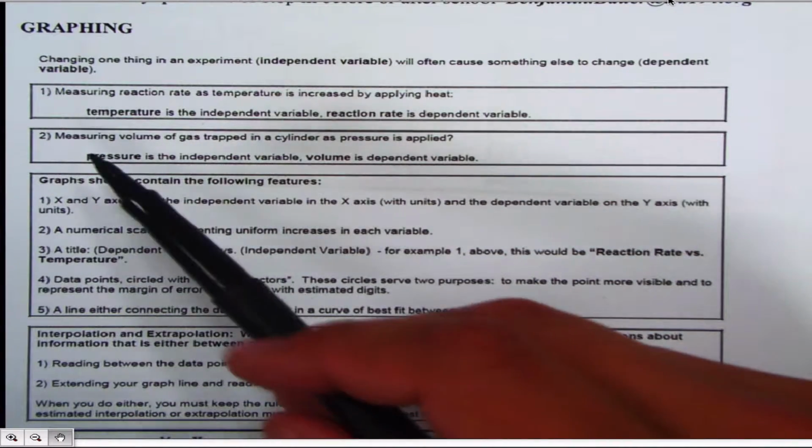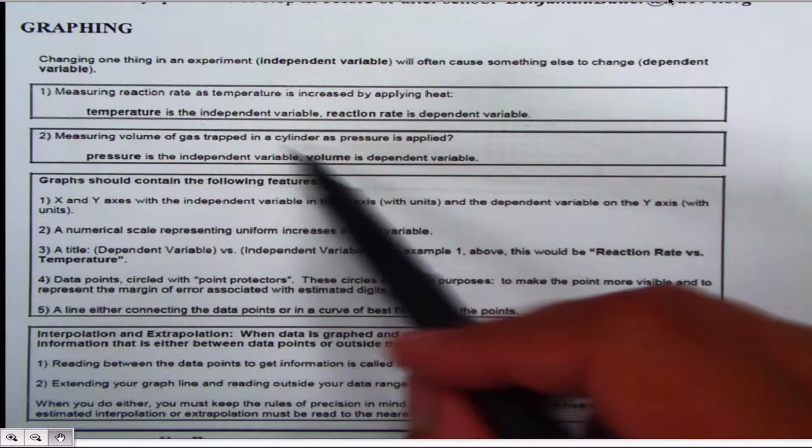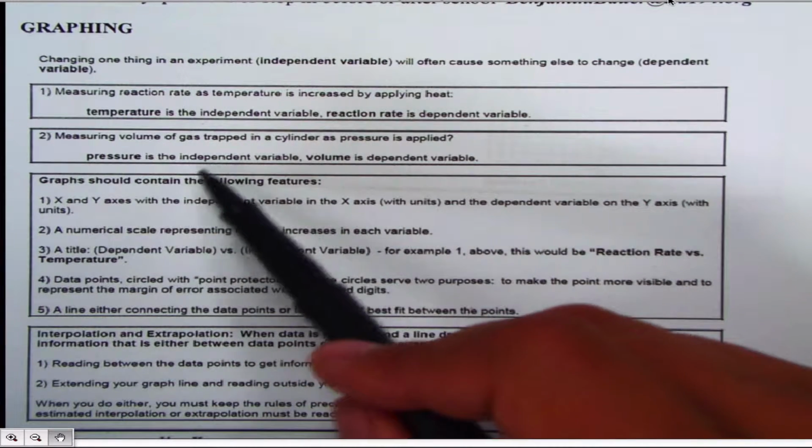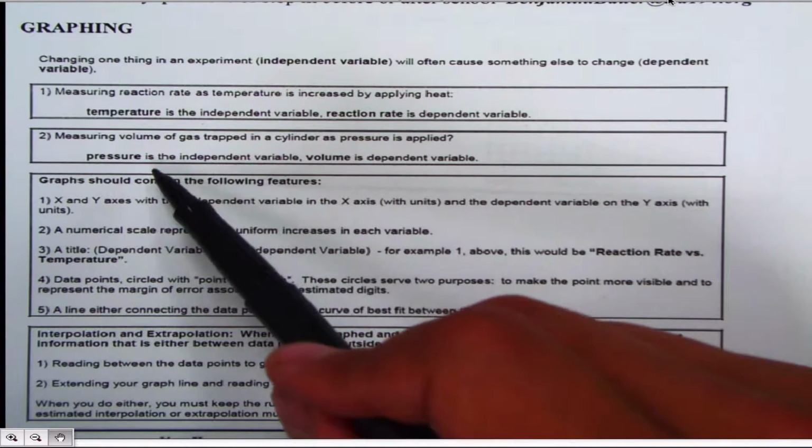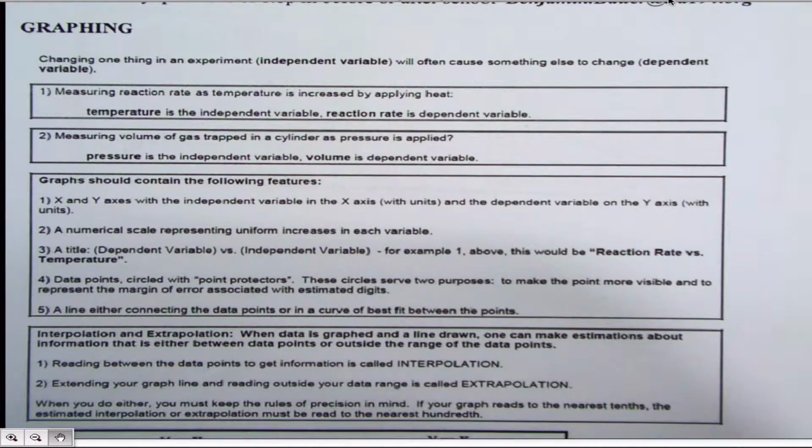All right, here's another example. Measuring the volume of a gas trapped in a cylinder as pressure is applied. Pressure is the independent variable because the volume is dependent. So the volume depends upon the pressure. So more pressure, less volume, so on and so forth.